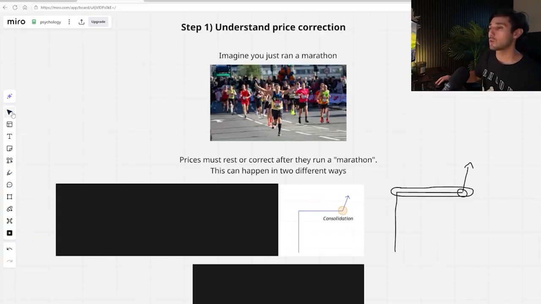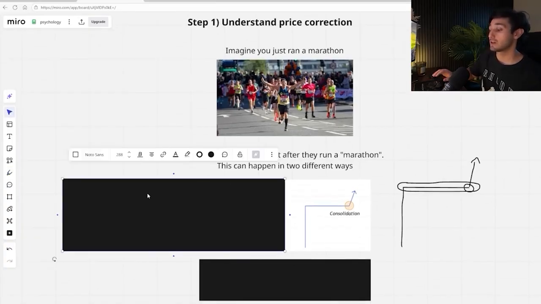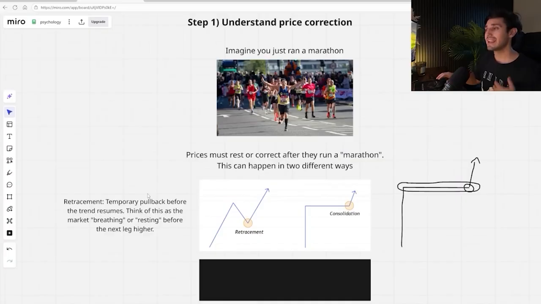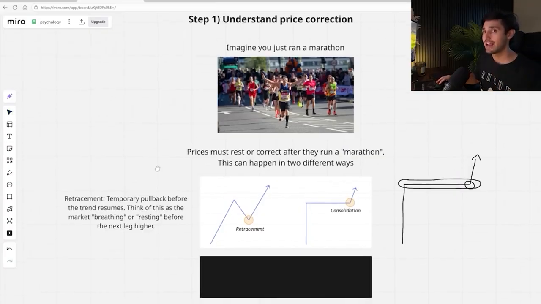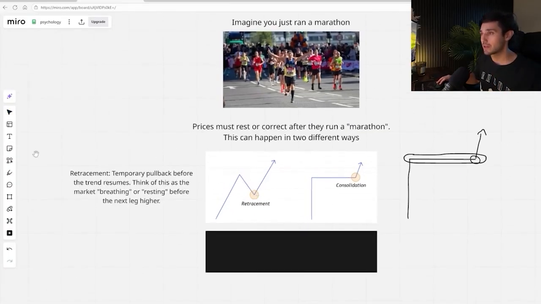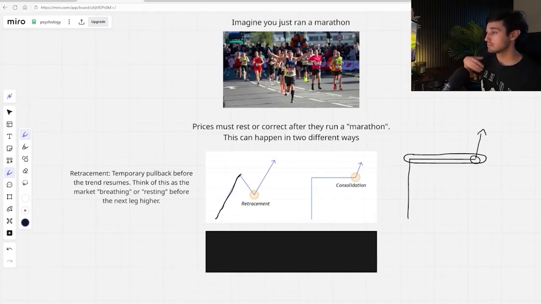But the other way in which prices can rest or correct is through price action in the form of a retracement, where the markets run a marathon. They move up, buyers are buying, buyers are stepping up to the plate. And then once the market or the stock runs a marathon, it needs to cool off. It needs to have a resting period, a correction period. And one of the ways that could happen is through literally a retracement, through a dip.